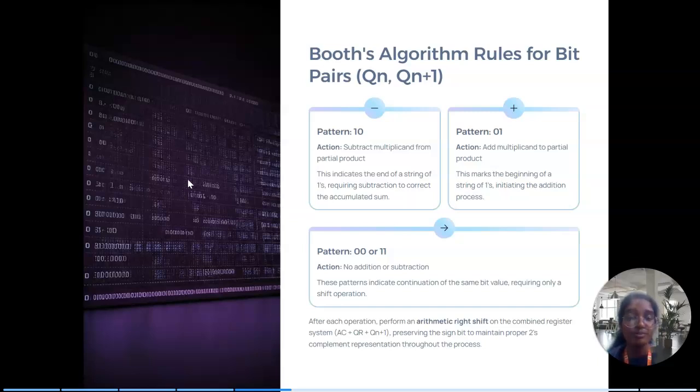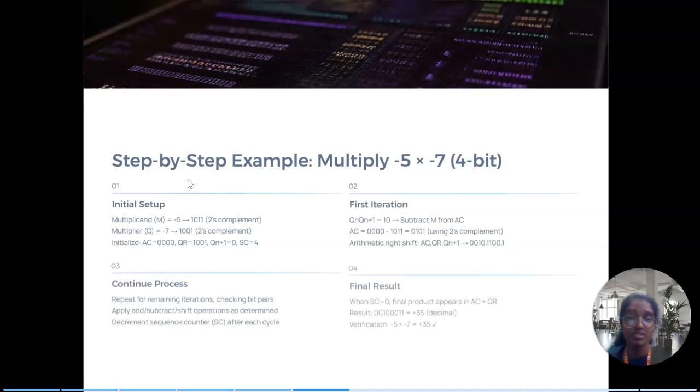Pattern 00 or pattern 11: the action here is no addition or subtraction. These patterns indicate continuation of the same bit value, requiring only a shift operation. After each operation, perform an arithmetic right shift on the combined registers AC, QR, and Qn plus 1, which preserves the sign bit to maintain proper two's complement representation throughout the process.